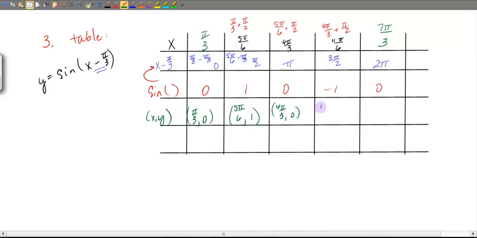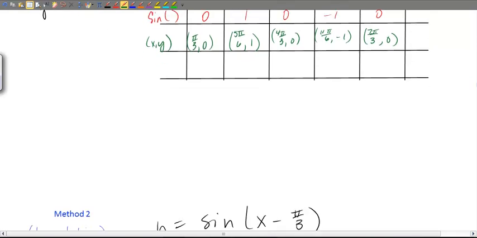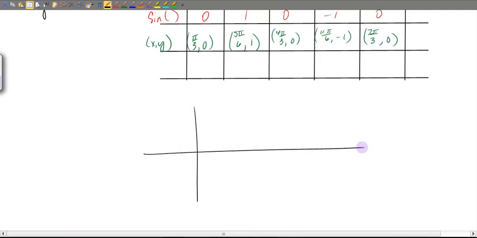11 pi over 6 and -1. And finally 7 pi over 3 and 0. So I can come in and I can graph these 5 points right here to finish up this drawing. So we come in, we draw the graph.